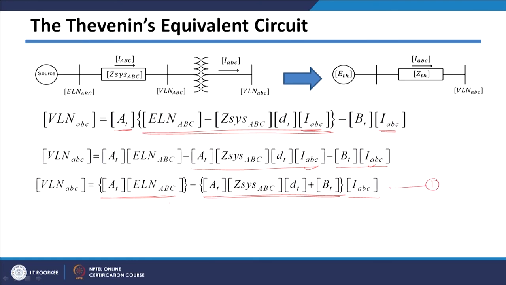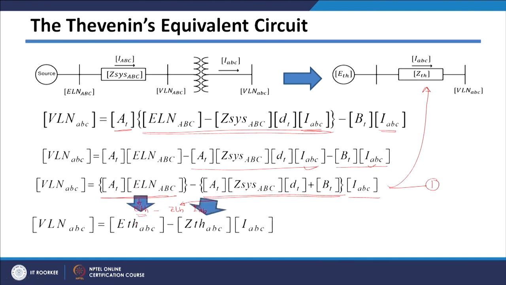Basically if you observe this, this equation will be nothing but something like this, where it will be ETH minus ZTH into IABC. So, ZTH is this bracketed term, and ETH, the Thevenin's equivalent voltage source, is given by AT multiplied by ELN ABC. So, as I told you, this will become your Thevenin's equivalent voltage source and this will become your Thevenin's equivalent impedance.